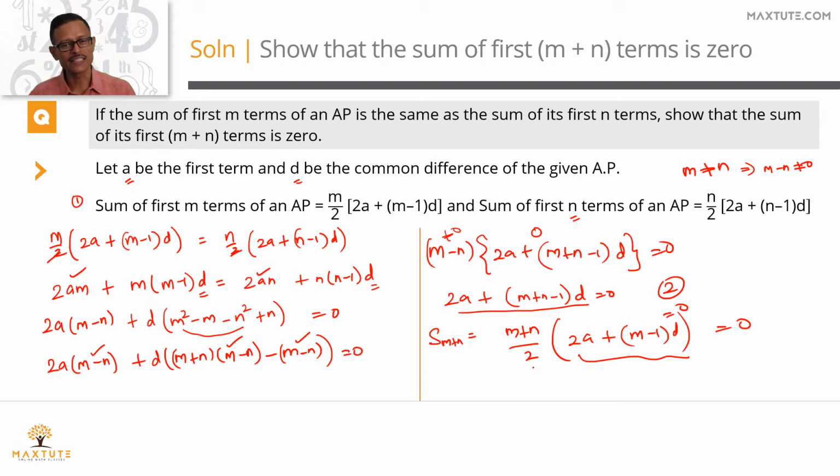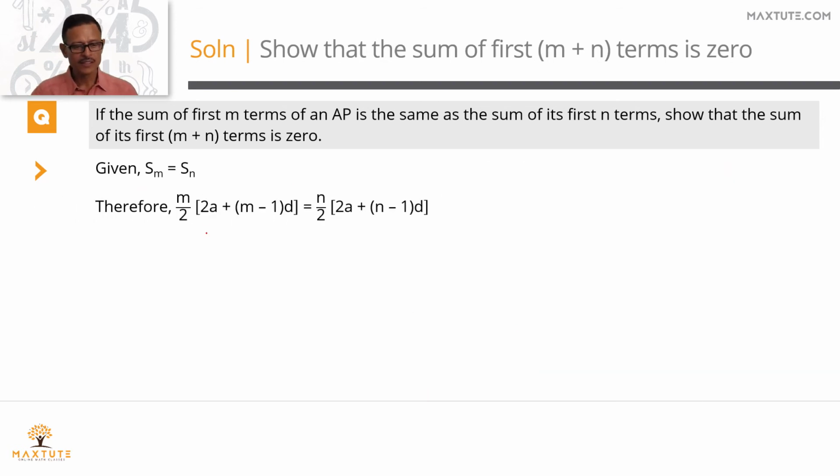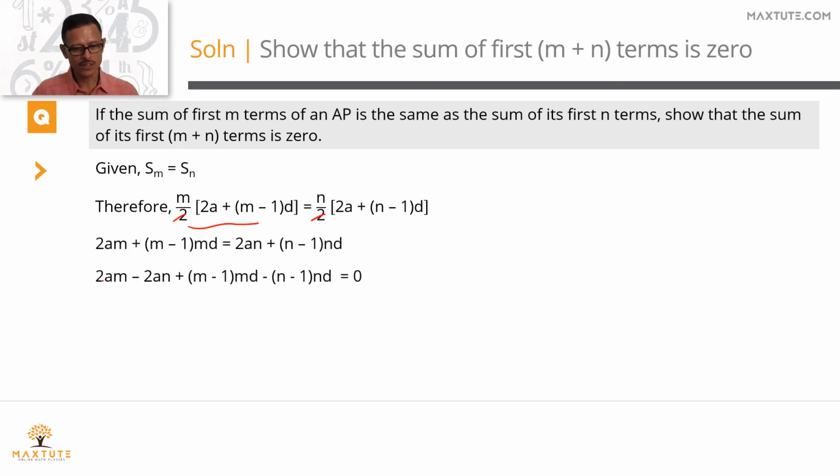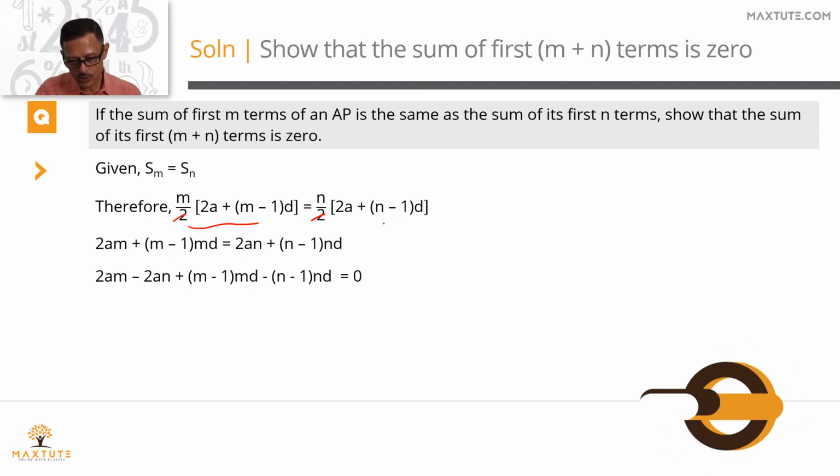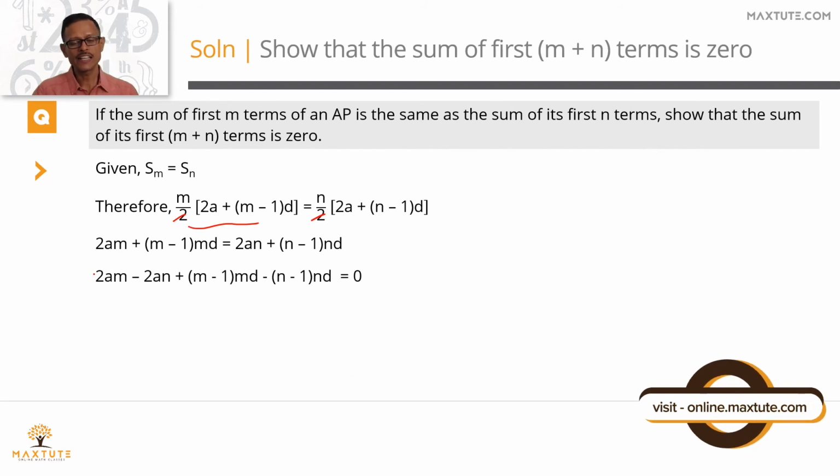Quickly run through this entire thing in a printed form. Sum of the first m terms is equal to the sum of the first n terms. Multiply both sides by 2 and expand the terms. So you'll have 2am plus md into (m minus 1), 2an plus nd into (n minus 1). Take all terms to one side. So 2am minus 2an, (m minus 1) times md minus (n minus 1) times nd.